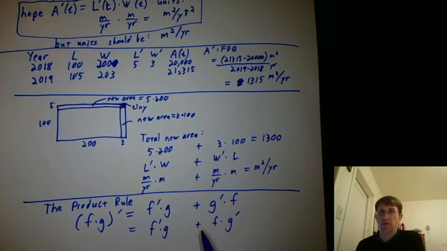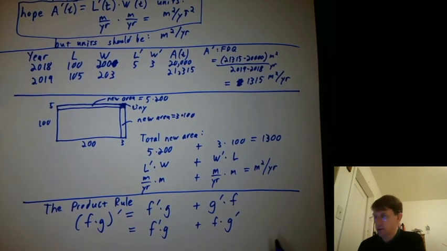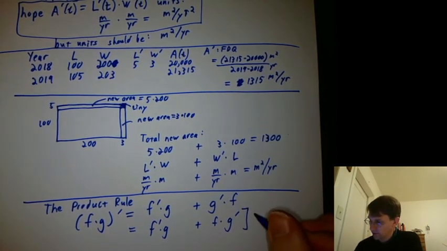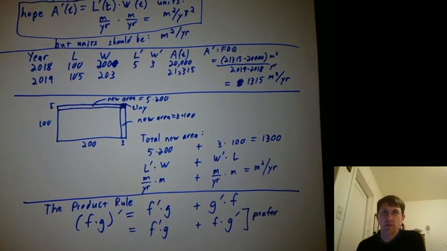If you get to Calc 3 and you're dealing with things where multiplying in different orders makes a difference, like with matrices, then it's important to keep it straight. So I prefer this version, but you can use either one you want. Different books use different versions. Let's practice it real quick.